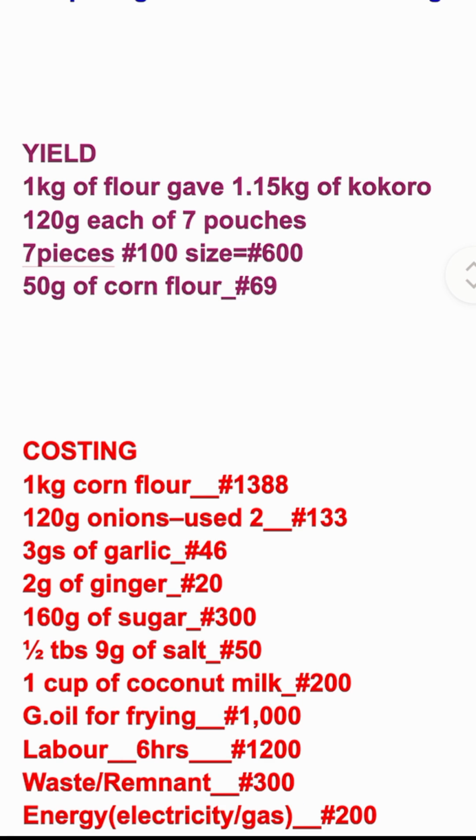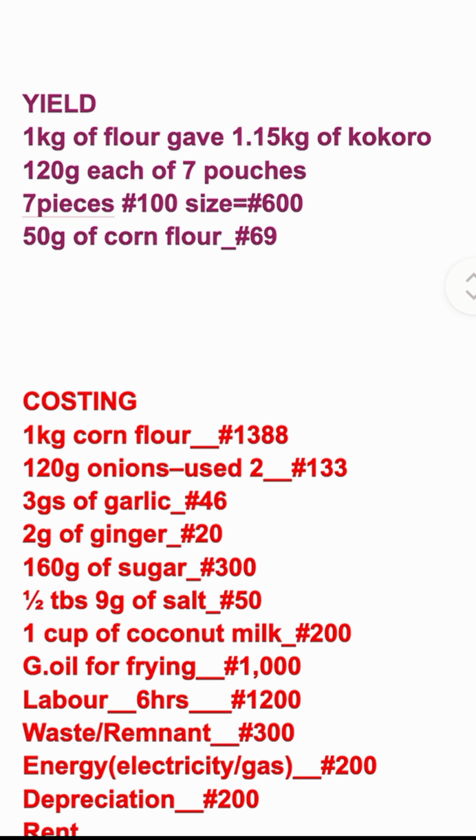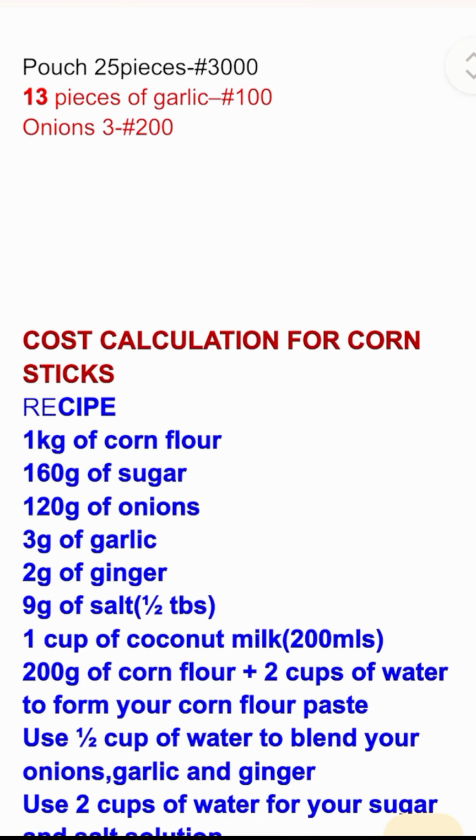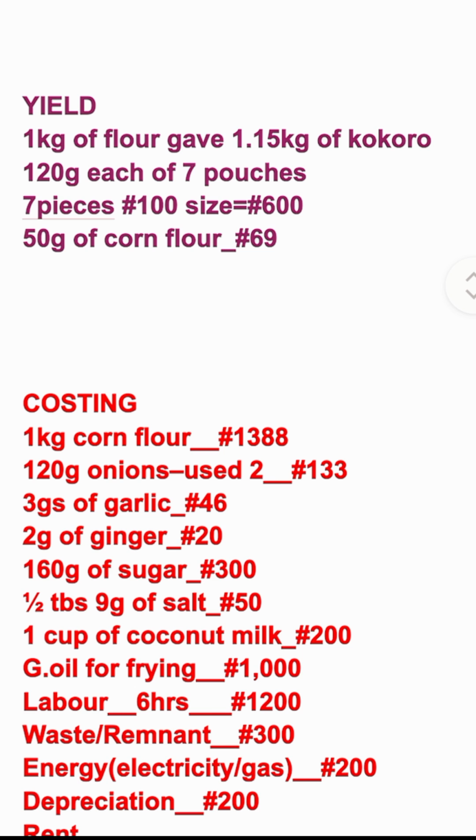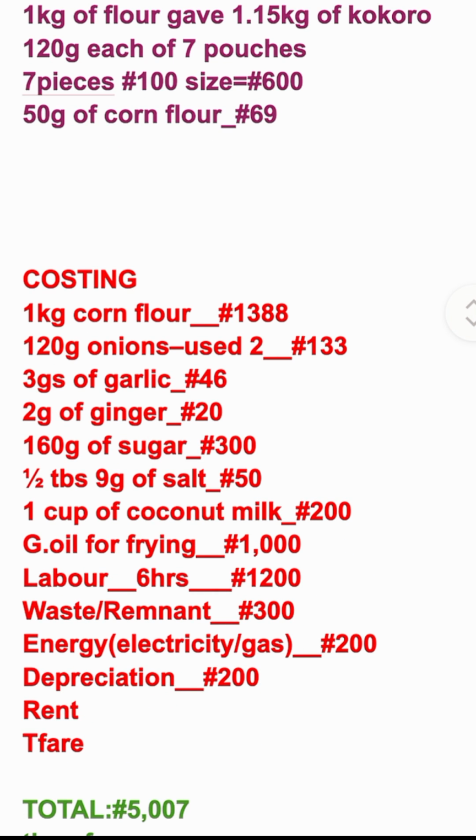Now let's go to the costing. So this is 1 kg of flour. Our 1 kg of flour is worth 1388 naira. 120 gram of onions, I used 2, which is 133 naira, because here I bought 3 onions for 200 naira. So using 2 here gave me 133 naira. So the same thing for the garlic, for the ginger, for the sugar. 160 gram of sugar is worth 300 naira.